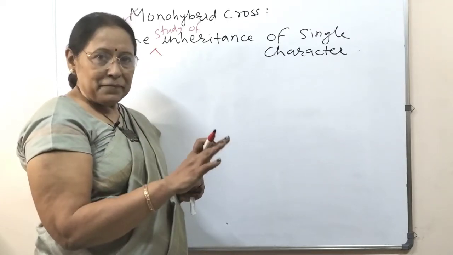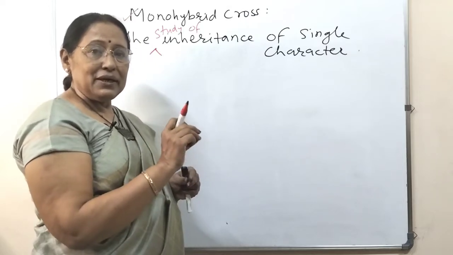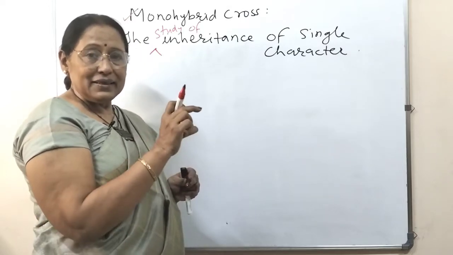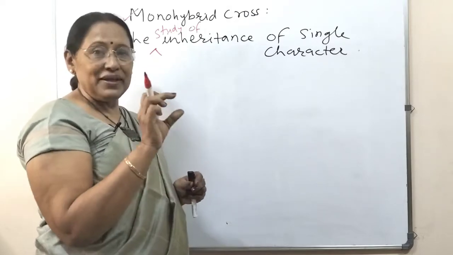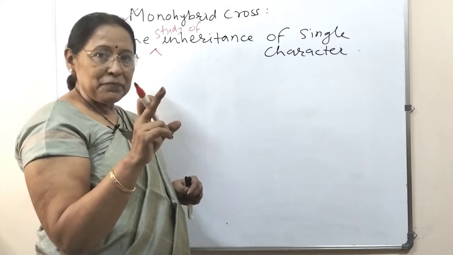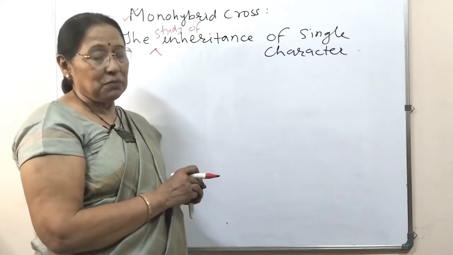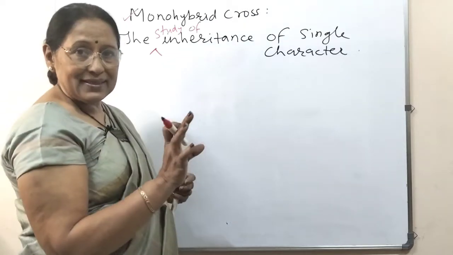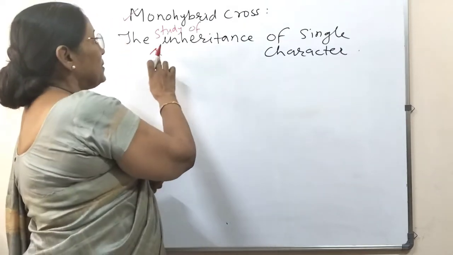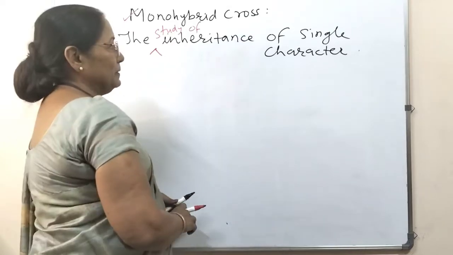अभी नहीं देखना है, पहले एक character का देख लेते हैं. Then he started with two characters, study of inheritance of two characters, that is dihybrid cross. And similarly, trihybrid cross was also performed by him. So we can say that monohybrid cross is the study of inheritance of a single character.